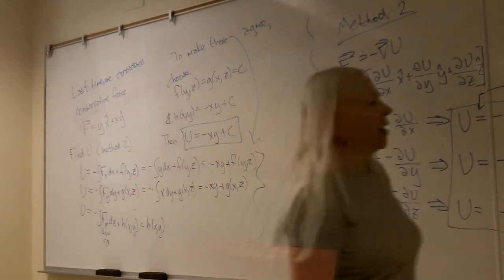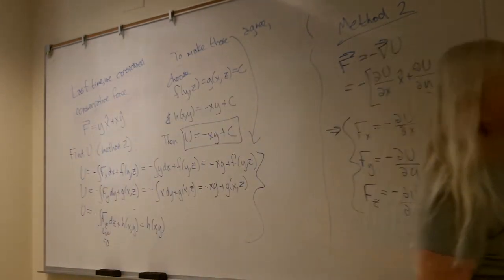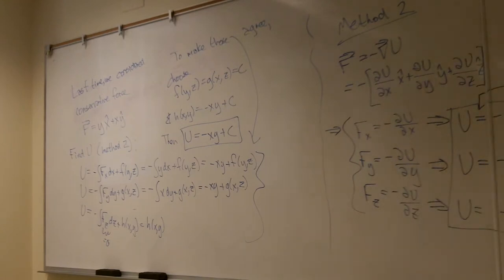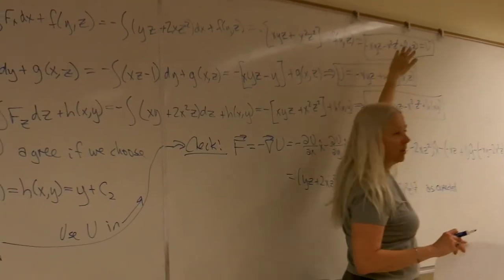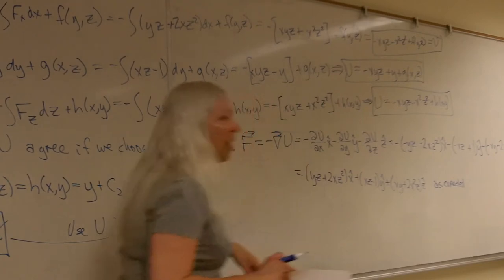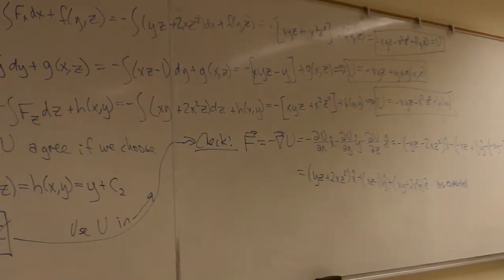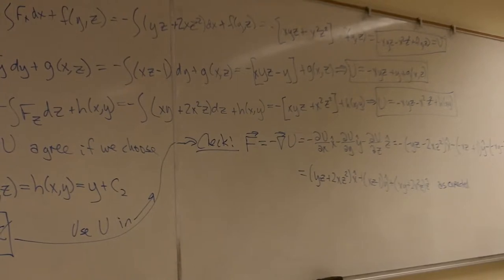Okay, so again, I just didn't want you to think that you could always choose these arbitrary functions to be zero, because often you can't. In our first example, if I picked all those functions f, g, and h to be zero, these three expressions wouldn't agree, and they have to agree. So sometimes I'll have to pick non-zero functions for those things. And I wanted to show an example where you had to do that.